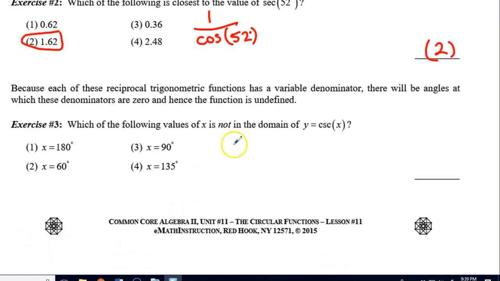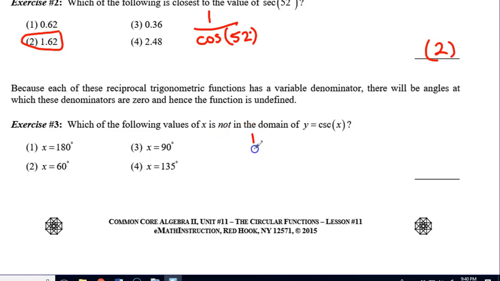Okay. This next question talks about domain, because, again, we've got reciprocal functions that have variables in the denominator. So there's that potential for them to be dividing by 0, right, and be undefined. So that's really what we're interested in. Why don't you consider again what cosecant is by looking up at the top, and think about which one of these angles would cause us to have an undefined cosecant, and therefore not be in the domain of this function. Play the recording when you're ready.